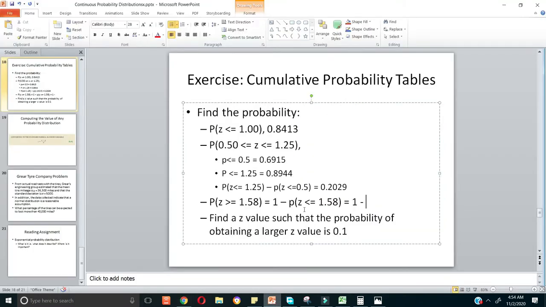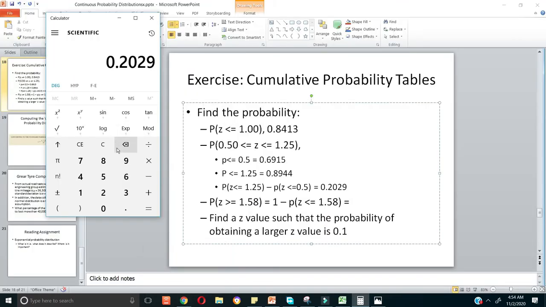Yeah. So let's see. Was it 9429? I just need to remind myself. Yeah, so it's 1 minus 0.9429. So you get this value of 0.0571.